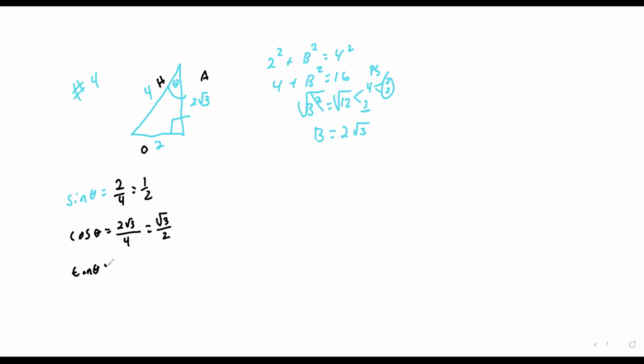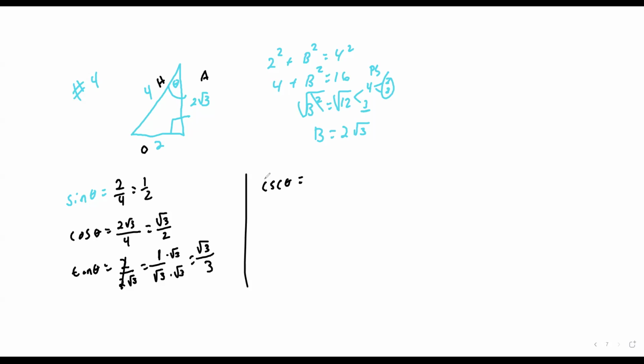Tangent of theta is going to be TOA. That's going to be 2 over 2 square roots of 3. 2's will cancel. When this happens, you're still left with a 1. So this is 1 over square root of 3. Now rationalize. So I get the square root of 3 over 3. Cannot simplify that. One's in a radical, one is not.